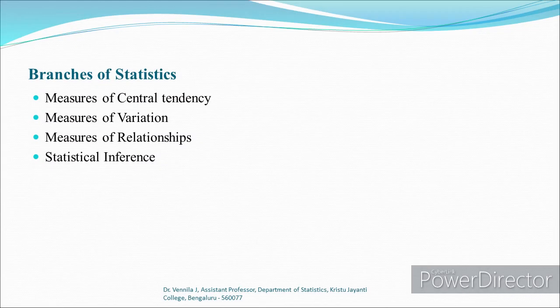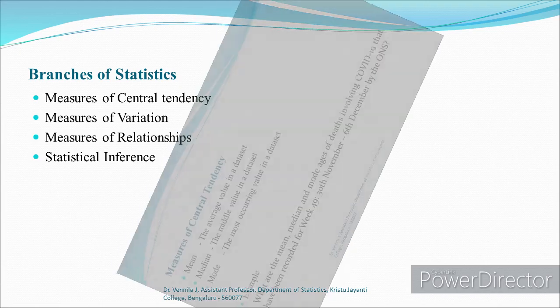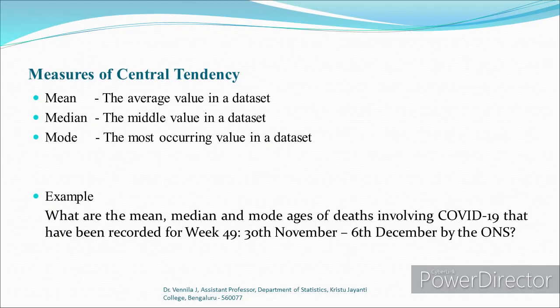The next important topic is the branches of biostatistics. Measures of central tendency, measures of variation, measures of relation and statistical inference are important in the biostatistics field. The first one is measures of central tendency. What is meant by measures of central tendency? We focus on the center value. It is classified into 3 types: mean, median and mode. These 3 methods are useful to identify the mid value or the location of the term.